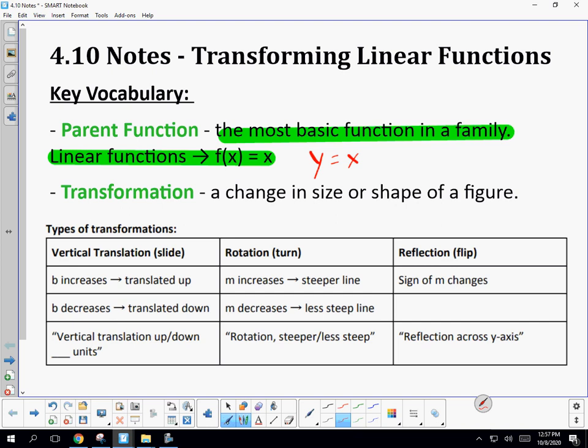Our other key vocabulary is transformation. A transformation is a change in size or shape of a figure on a graph. And we have several different types of transformations that we're going to talk about. But before we do, I'm going to write y equals mx plus b, because we're talking about linear transformations today, and the m and the b are what will change when we have a transformation.